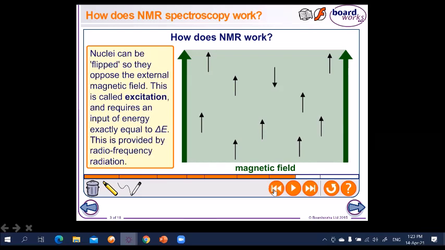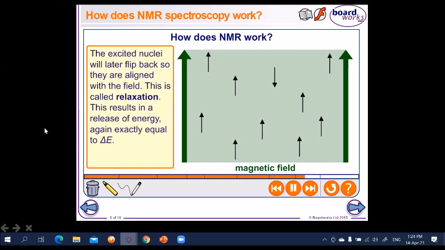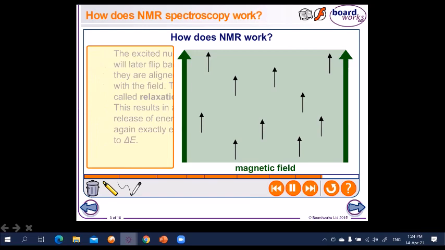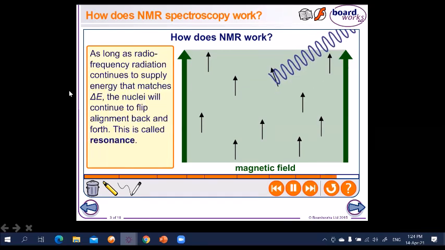Again, let's take a look at that. So the nuclei can be flipped, excited, and then flip back up. That's still equal to the original delta E. As long as radio waves continue to supply energy that matches the delta E energy level change, the nuclei will continue to flip alignment back and forth. That is what we call the concept of resonance.